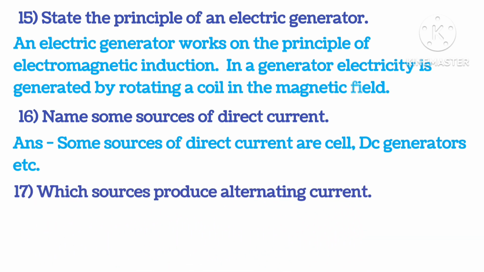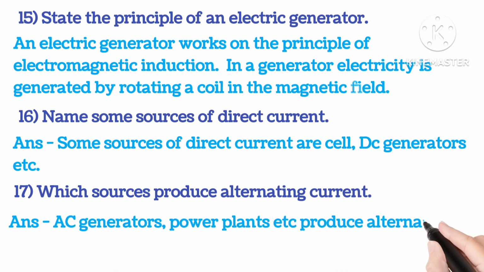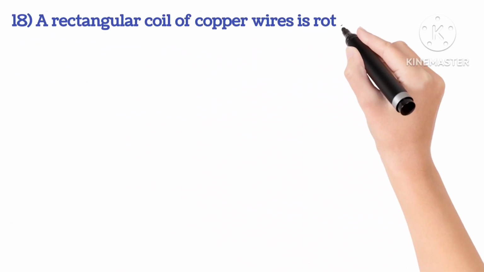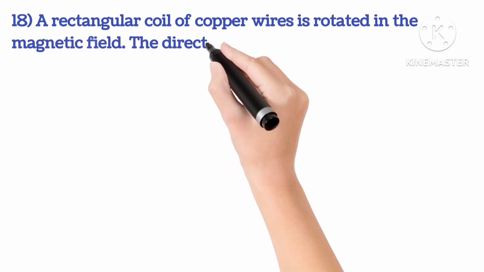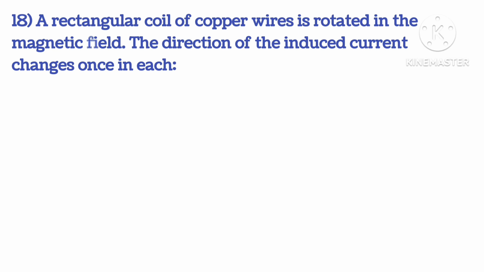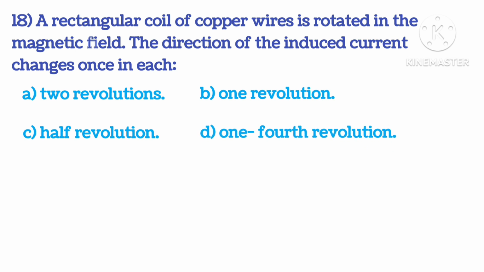Which source produces alternating current? AC generators, power plants, etc. produce alternating current. A rectangular coil of copper wire is rotated in the magnetic field. The direction of the induced current changes once in each: A, 2 revolution; B, 1 revolution; C, half revolution; or D, 1/4 revolution. The correct answer is C, half revolution.